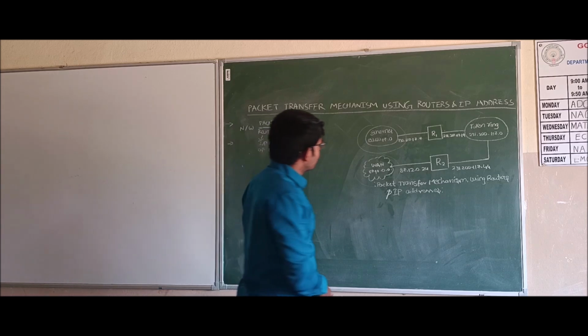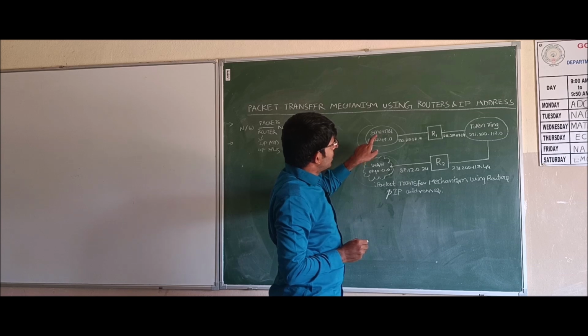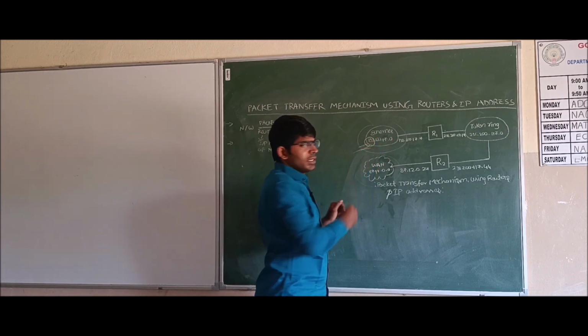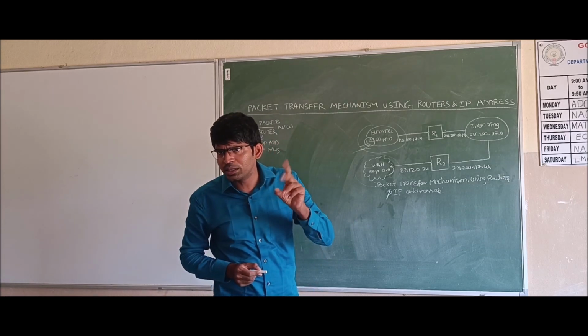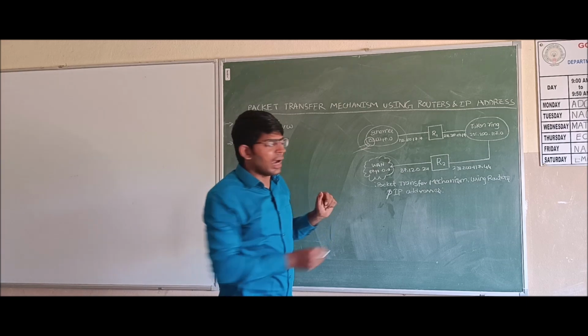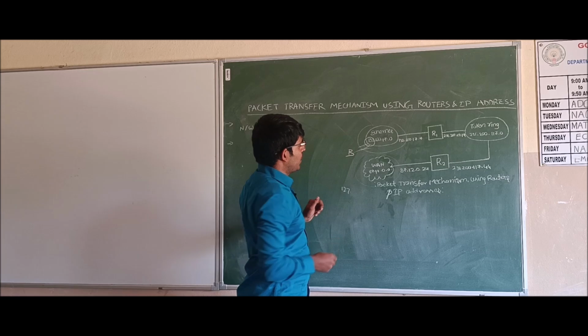Here you can see the IP address is 130.100.17.0. 130 means which class is it? Class A or B or C or D or E? Class B. Up to 127 is class A. So this address is class B.